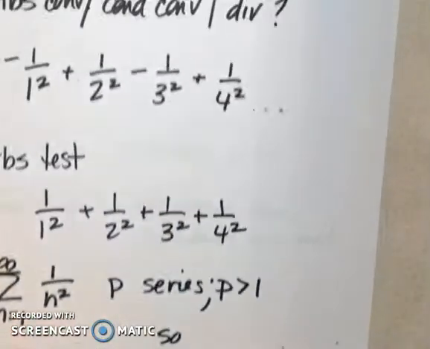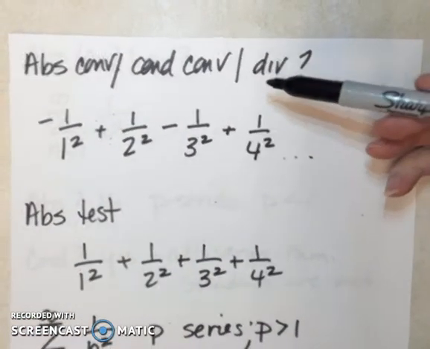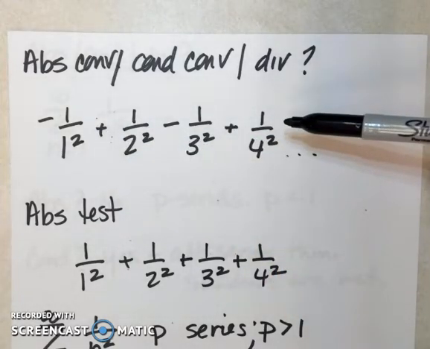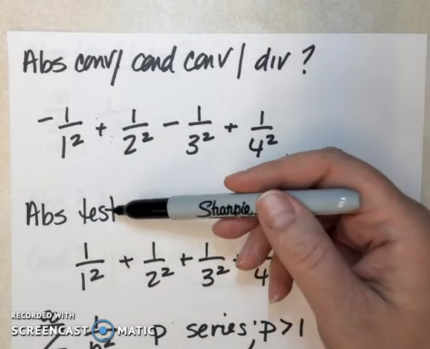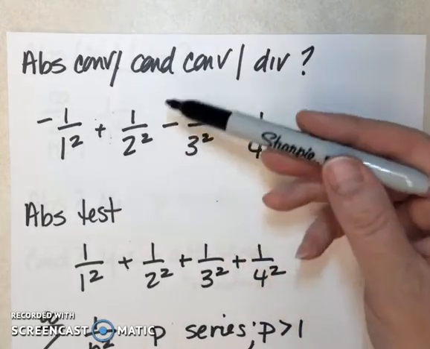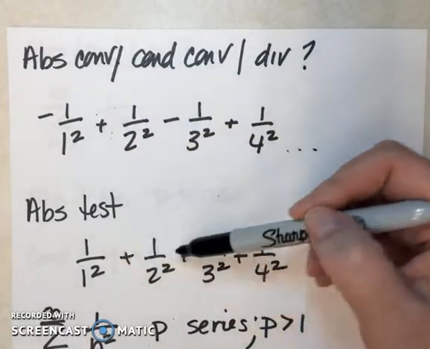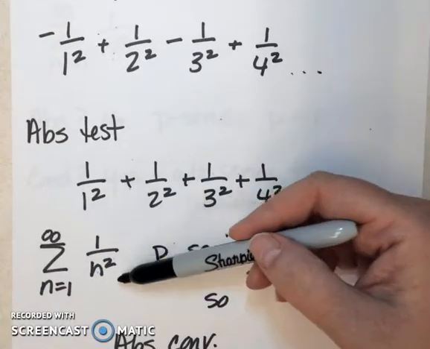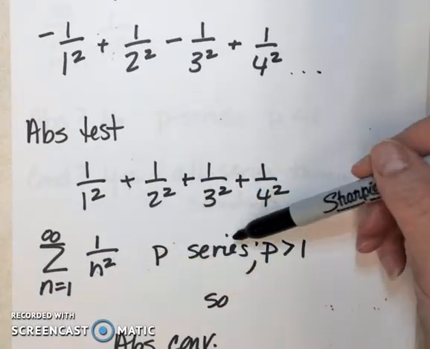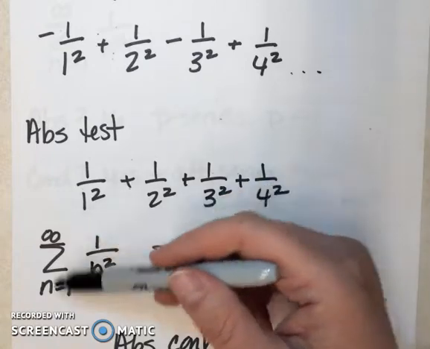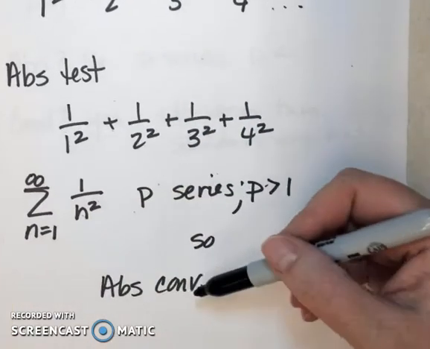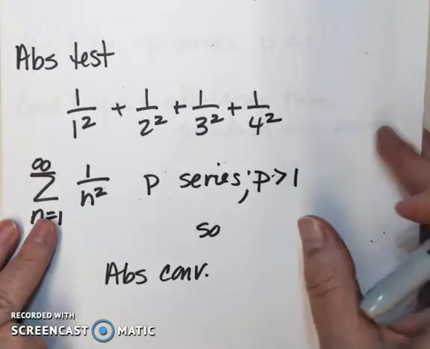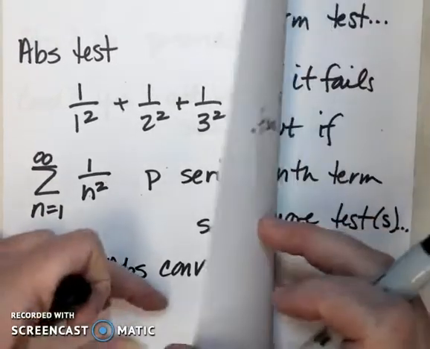Okay, so next one. Is this series absolutely, conditionally, or divergent? And they give me a series. And the first thing I'm going to do is run the absolute convergence test, which means I'm only going to look at the positives. So let's see, that's 1 over 1 squared, 1 over 2 squared, 1 over 3 squared. Well, that's just 1 over n squared, which is a p-series with p greater than 1. So these positives converge, which means that the series is absolutely convergent.